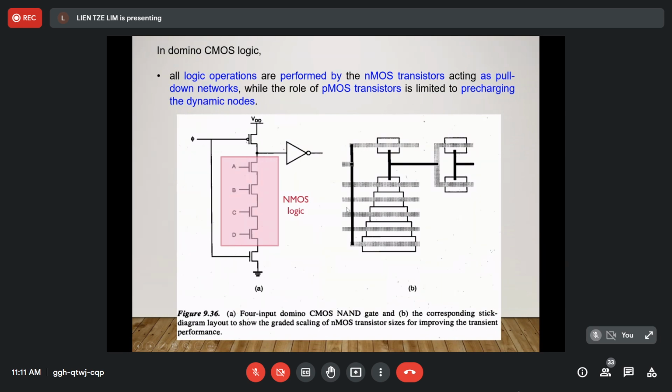This is the stick diagram for this domino CMOS logic. I think this stick diagram is not difficult to understand. It is with the polysilicon layer, and then the metal layer here. The connections are all based on this circuit.